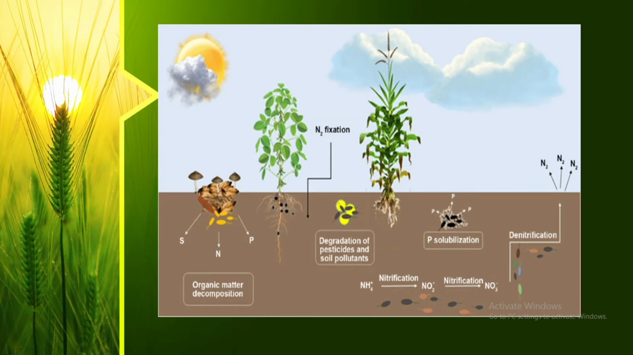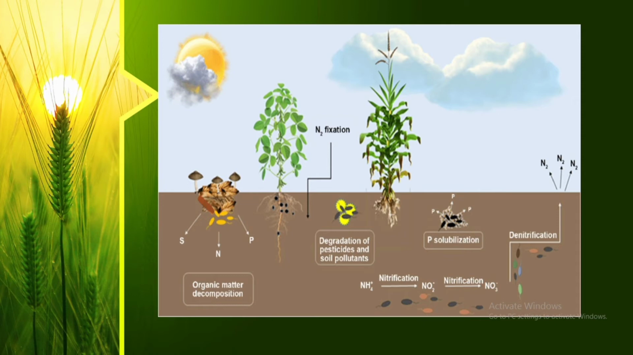Too little nitrogen and plants cannot thrive, leading to low crop yield. But too much nitrogen can also be toxic to plants. Nitrogen is necessary for our food supply, but excess nitrogen can harm the environment.